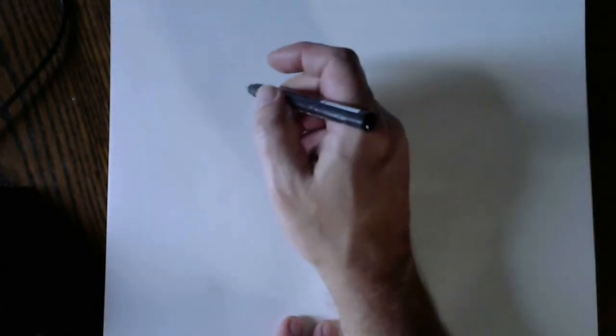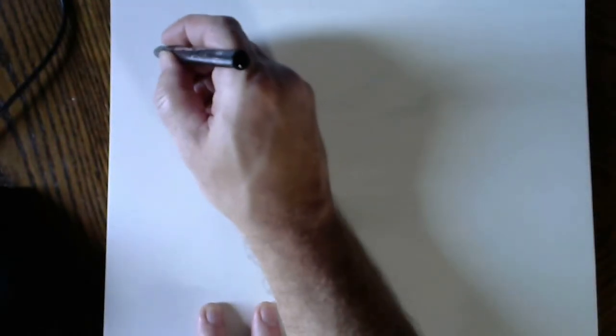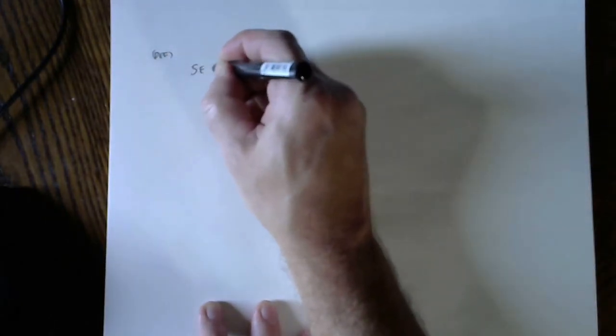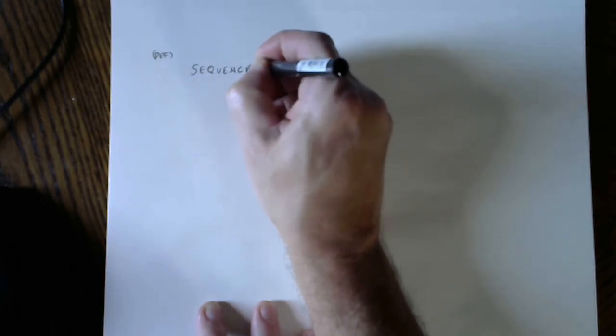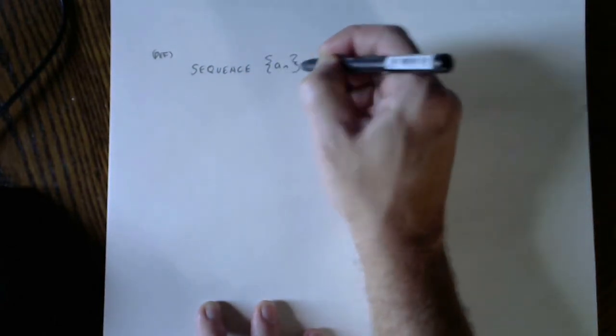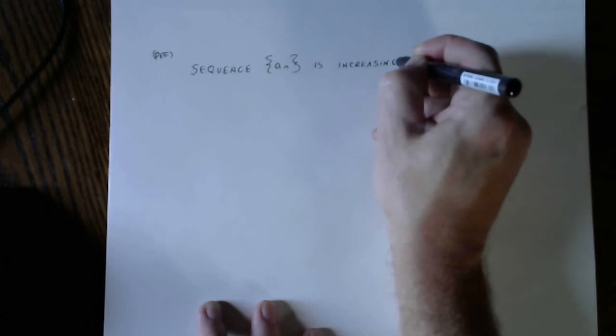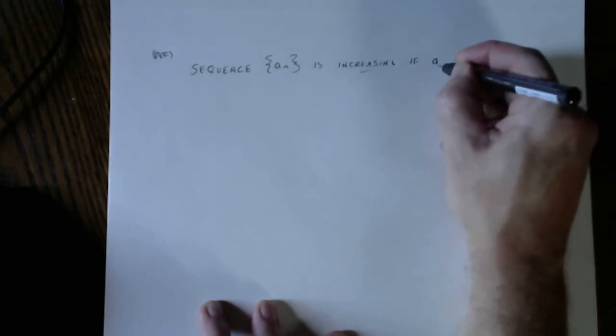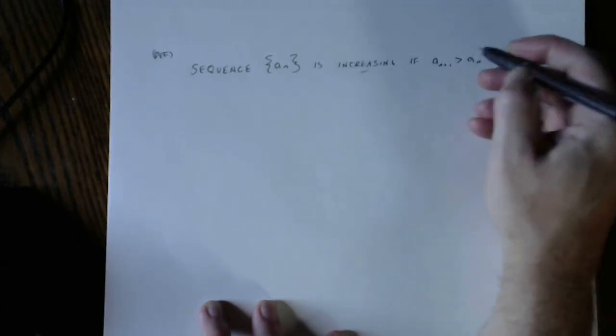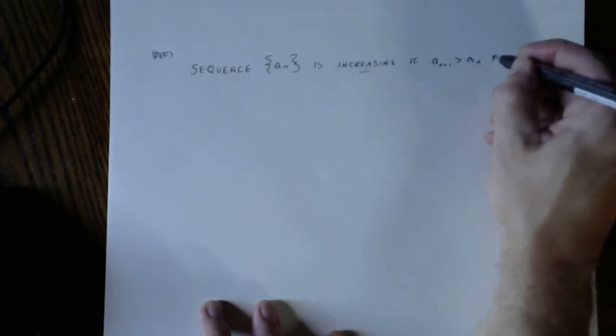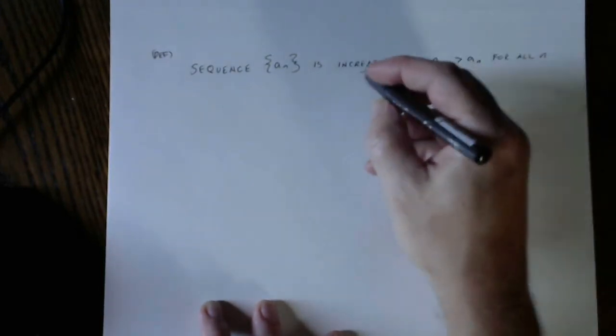Okay, a few definitions. These are actually simple, almost self-explanatory. I'm going to say that a sequence, I'm just going to call it a_n, is increasing. What do you think that means? Well, the terms are just getting larger, right? So mathematically, each one is greater than the last one for all n. And what do you think's next? Decreasing.